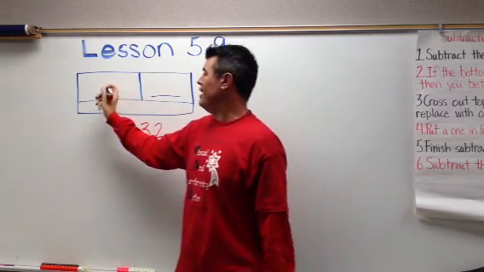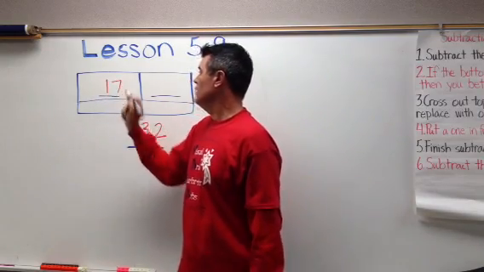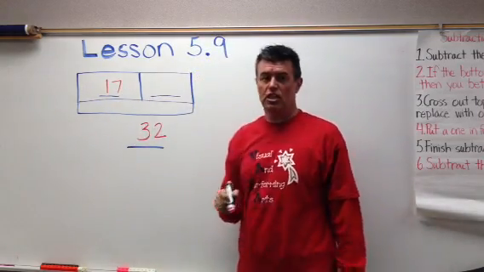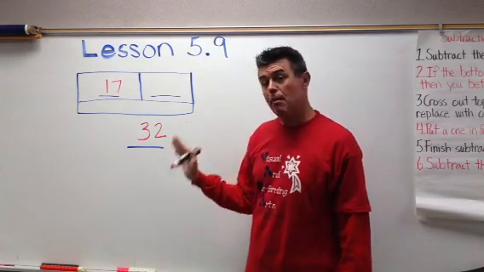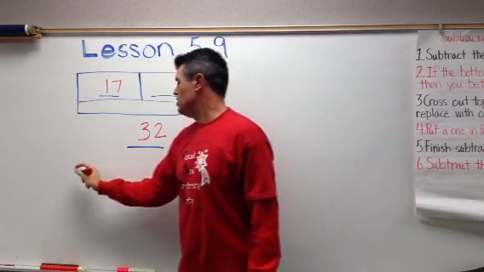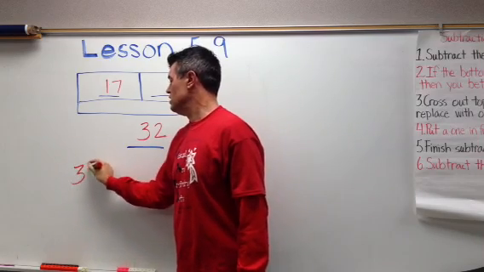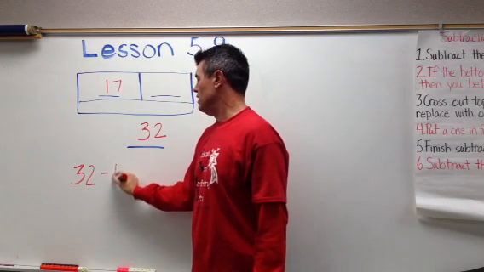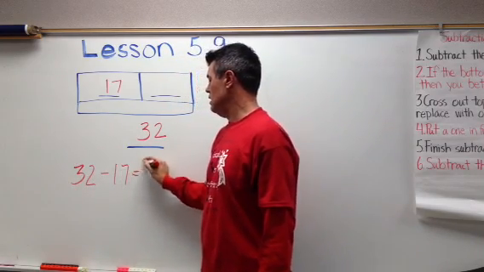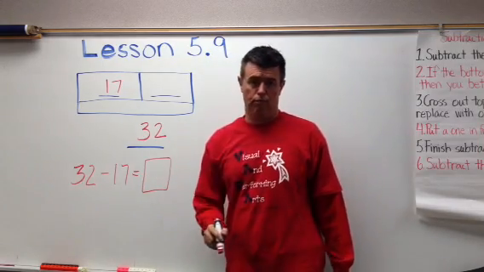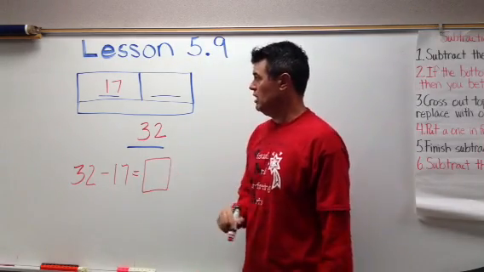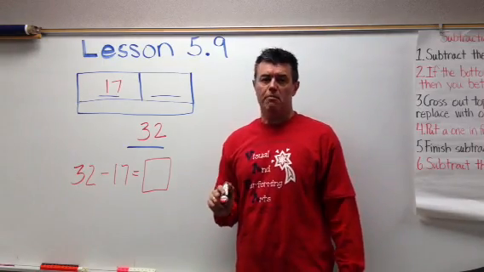So she gave away 17 cupcakes. How many cupcakes does she have left? And the book will ask them to come up with a number sentence for that. So the number sentence that they would want to write for this would be 32 minus 17. And then I think the book even asks them to draw a box for their answer, for their solution, before they get to it.